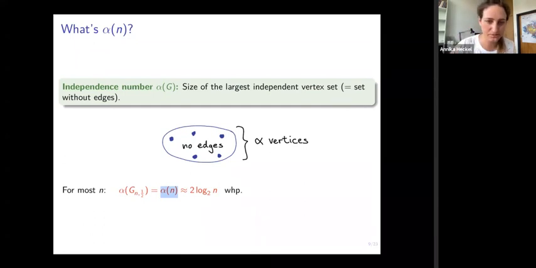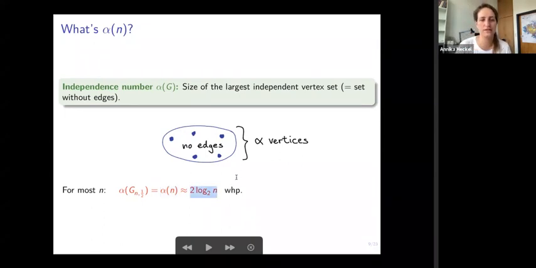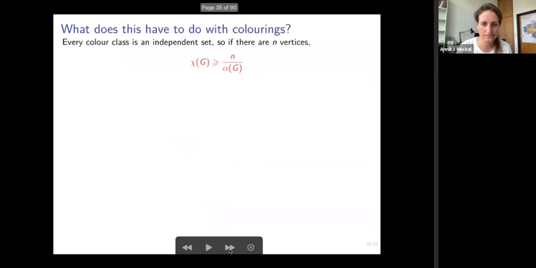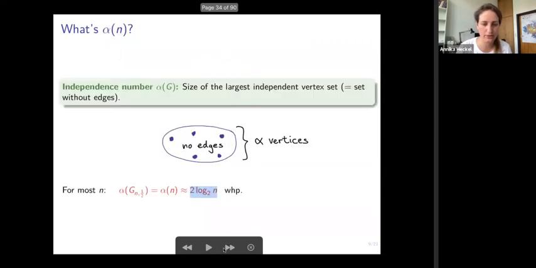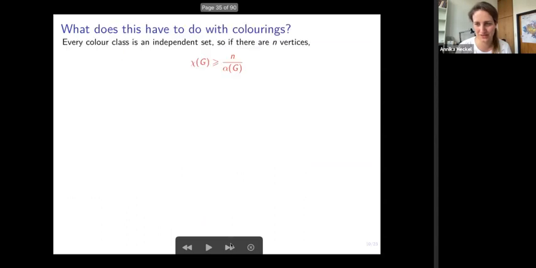So there's a function alpha of n, which I'm not writing out, but it's of size log n. And we know that, at least for most n, the independence number of G(n,1/2) is given exactly, with high probability, by this function alpha of n. So you use the first and second moment method to prove this. Now, why do we care about this? Why would you try to use this function to prove non-concentration? What does it have to do with colorings?